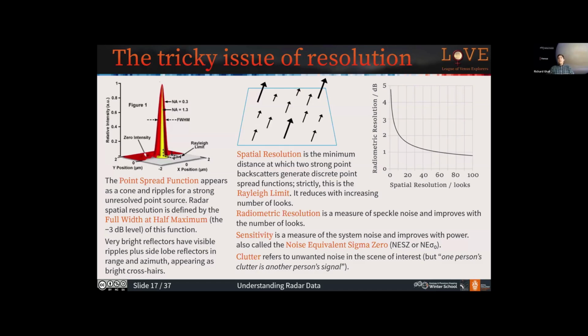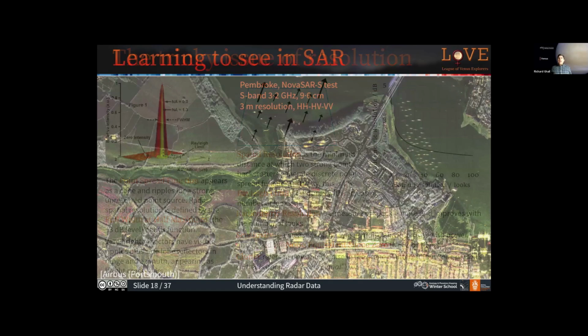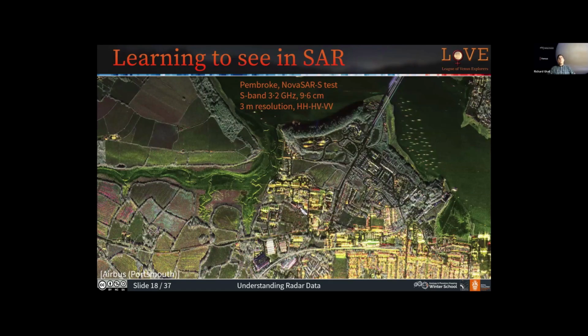Clutter is something entirely different, and it is to do with other things in the image that you're not interested in. So if you've got a scene with lots of boulders and things like that, it looks very noisy, and that's frustrating because you want to see where the edge of the lava flow is or something. But of course, somebody else might be interested in those boulders. So clutter is one of those funny things where what's to you an unwanted noise might be to somebody else an important signal.